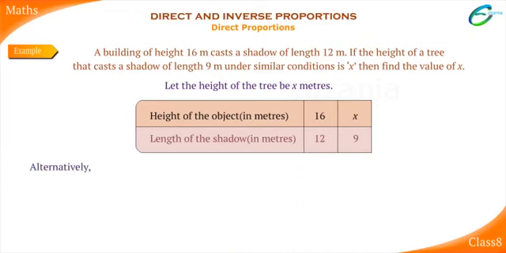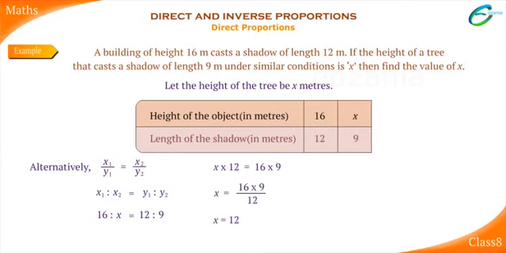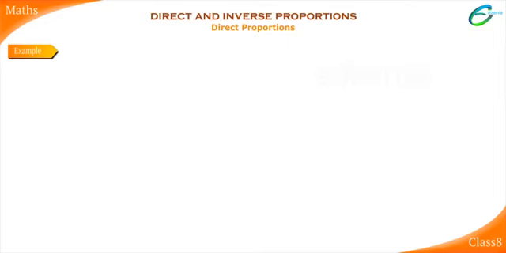We have alternate methods to solve this problem. That is, when x1 by y1 is equal to x2 by y2, we get x1 by x2 is equal to y1 by y2. We can write it as x1 is to x2 is equal to y1 is to y2. Thus we get 16 is to x equals 12 is to 9. On simplification, we get x is equal to 12. Let us move on to the next problem.